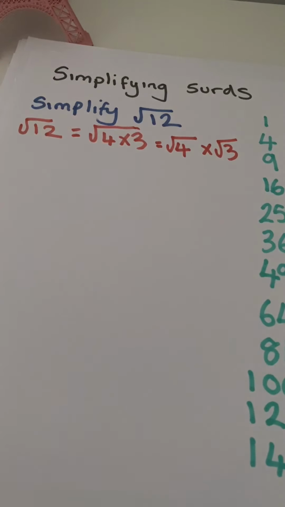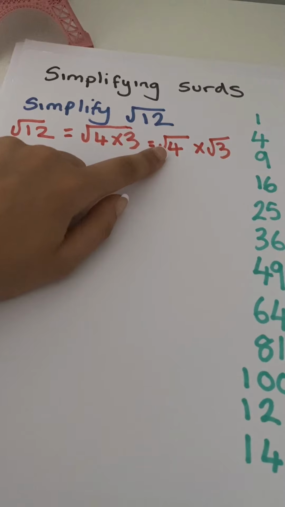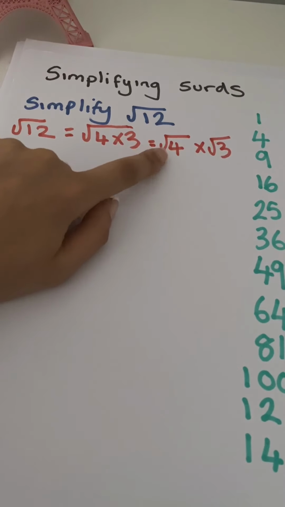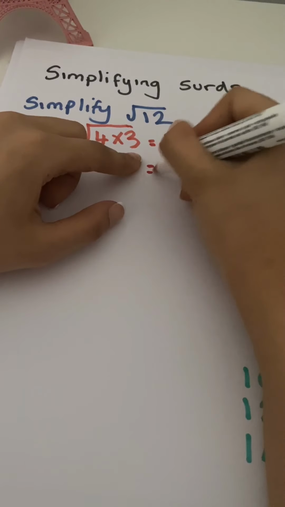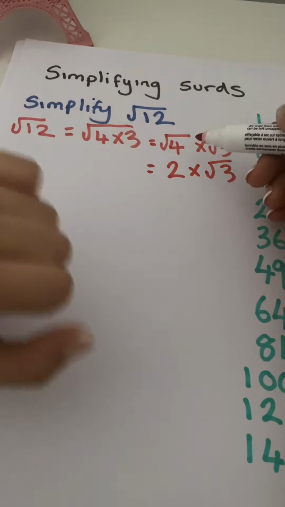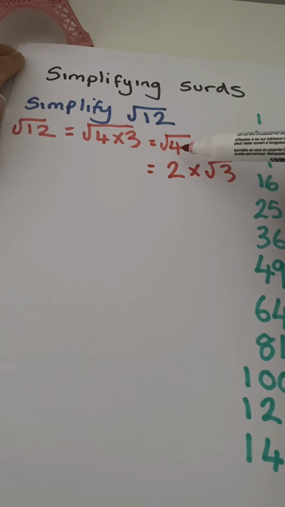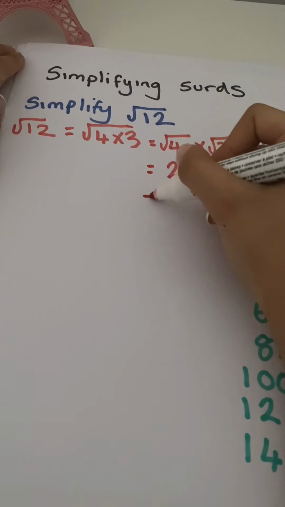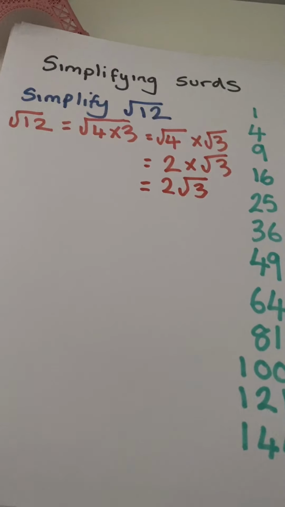And I need to see now, are there any surds that can be simplified? I know that square root of 4 can be simplified because 4 is a square number. I can express this by simplifying the square root of 4. The square root of 4 is 2. That's going to be 2 times root 3. That is the reason why we put the square number first. So I've got 2 times root 3, and I can just express this as 2 root 3. Okay?